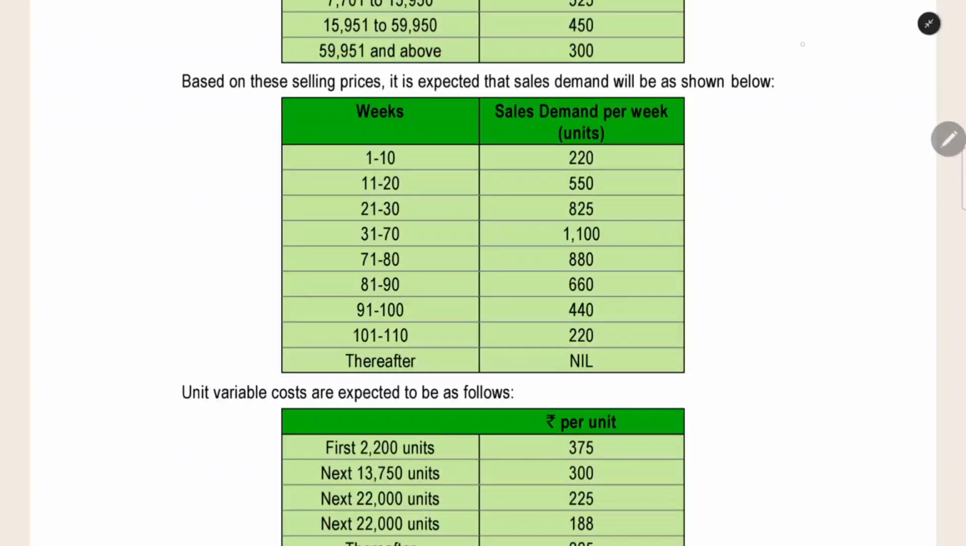Now, they are telling that till 110th week they are going to sell the product. After that they cannot sell the product. There will be nil sales after the 110th week. Till the 110th week they are going to sell the product.